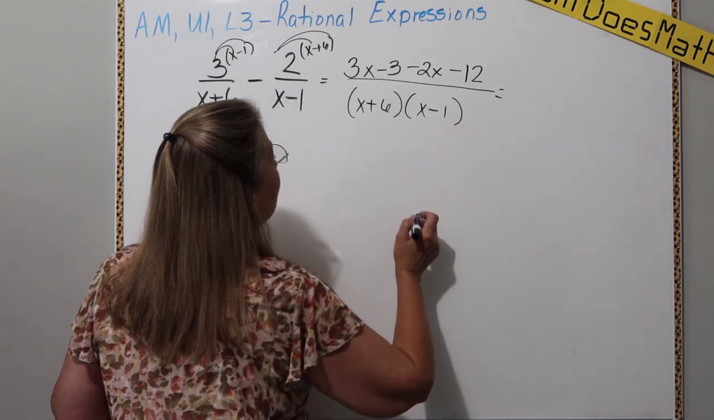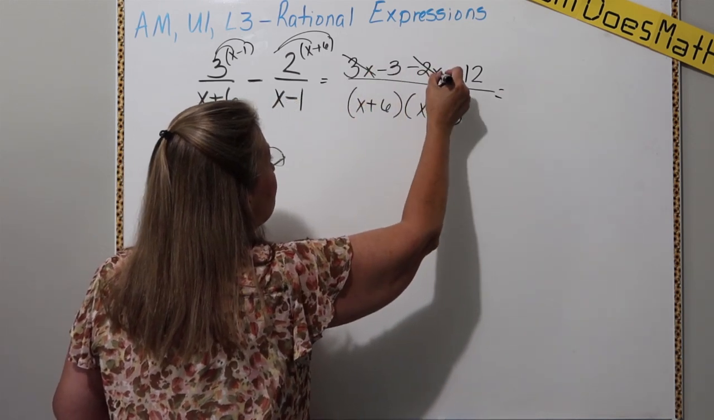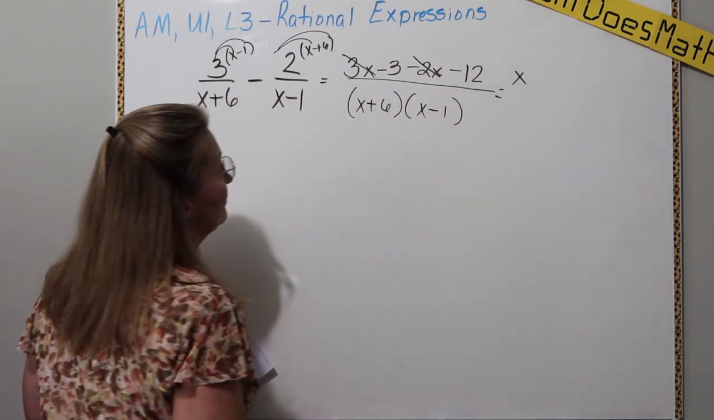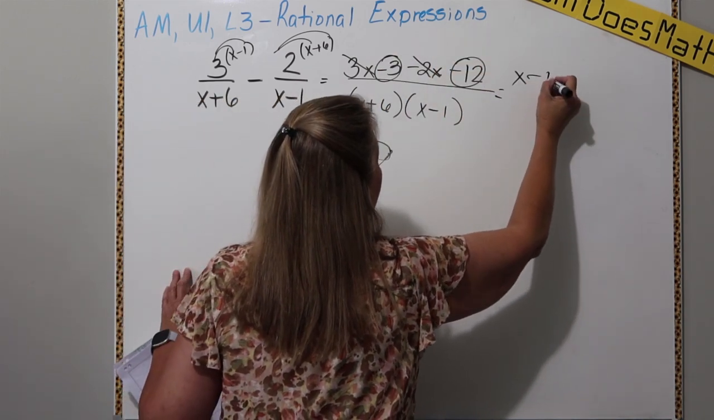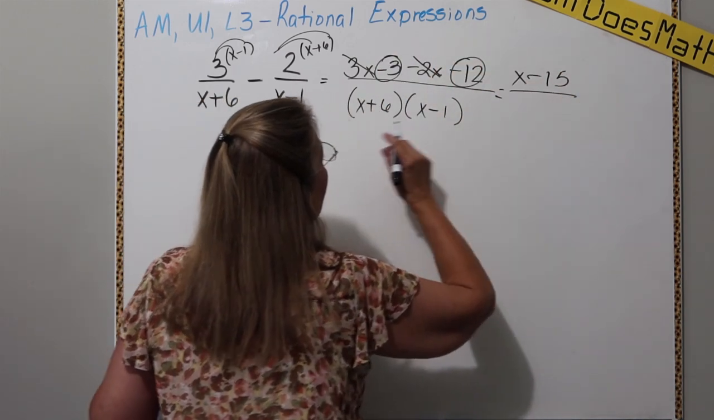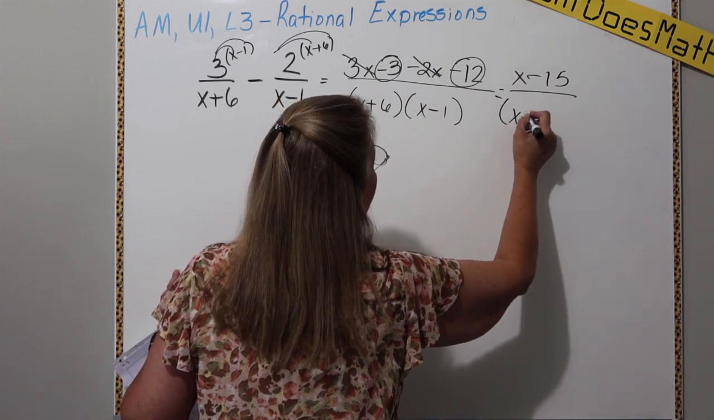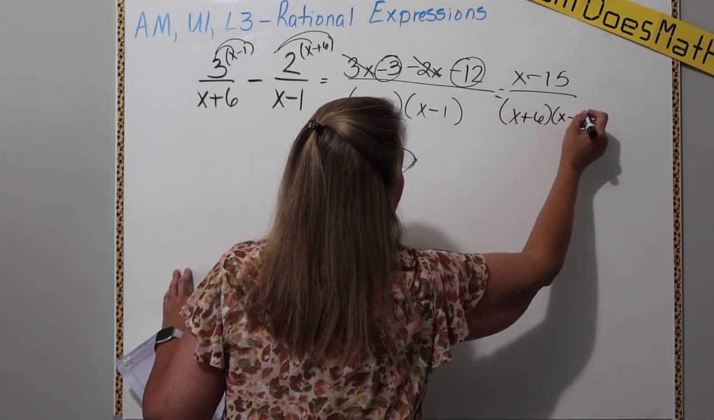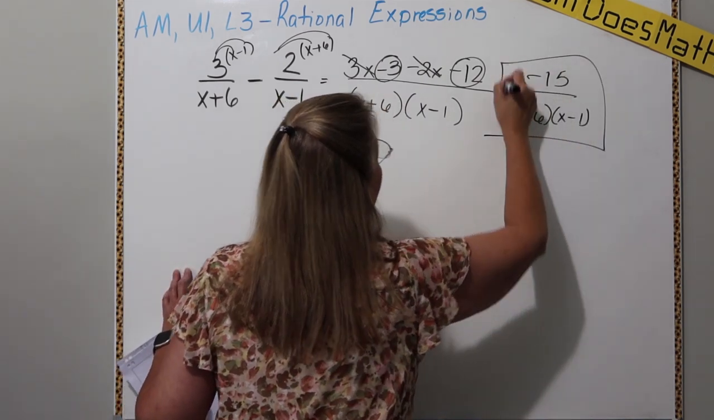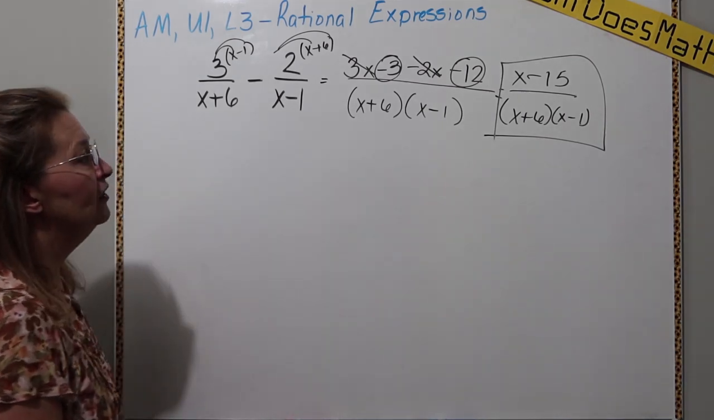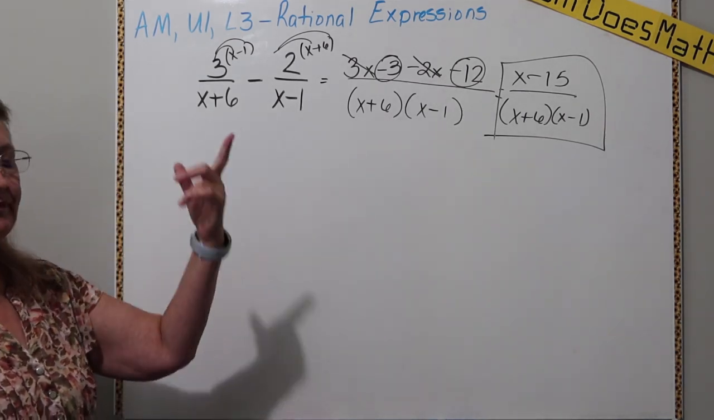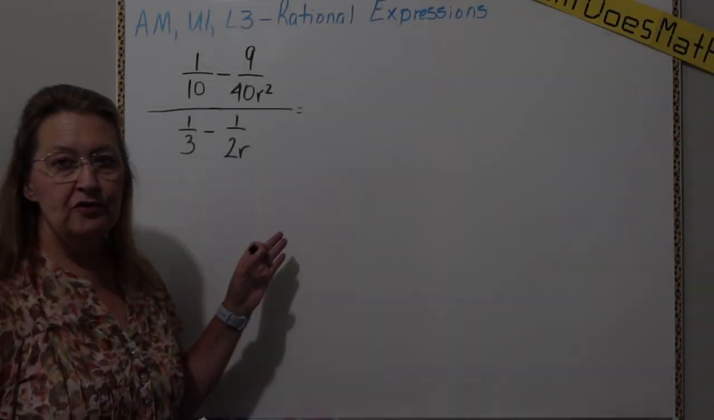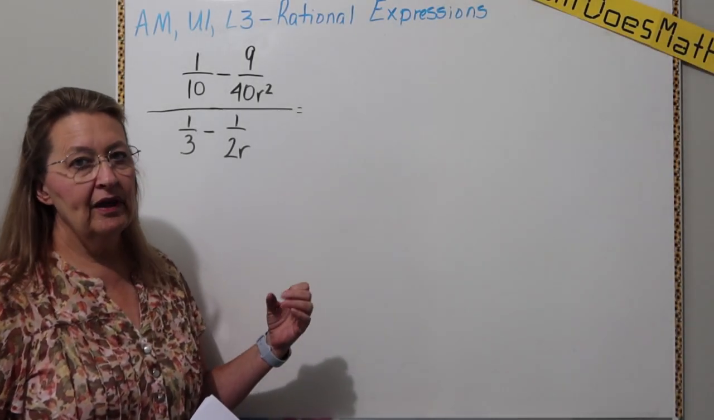All right, simplify. 3x minus 2x is just x. And minus 3 minus 12 is minus 15. All right, down here on the bottom, you've got x plus 6, x minus 1. And nothing else will factor, nothing will cancel, so you're good to go. Simplest form solved. On the last 3 problems, we're going to be looking at complex fractions.